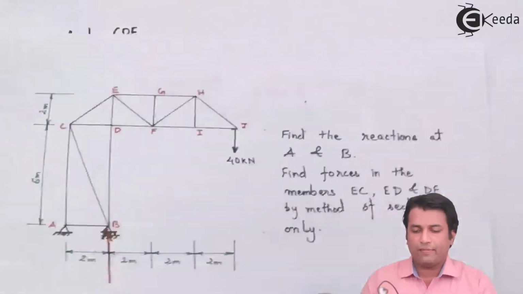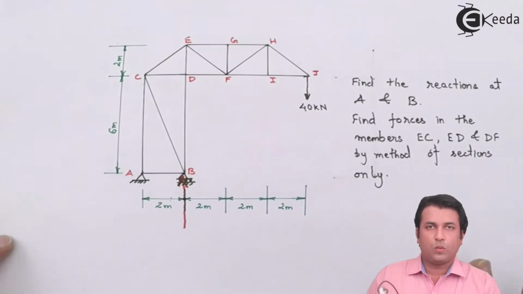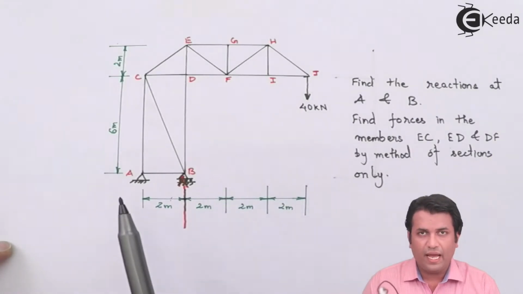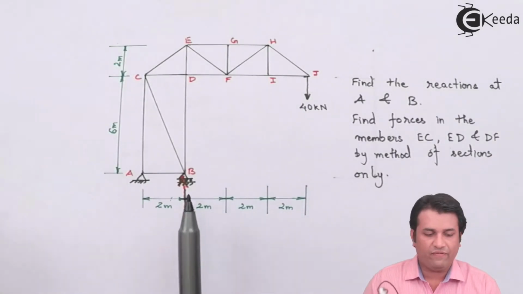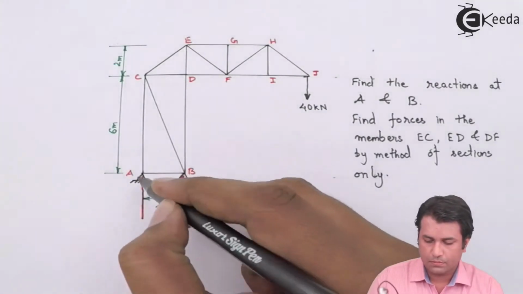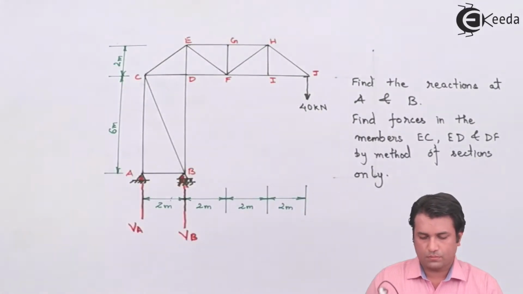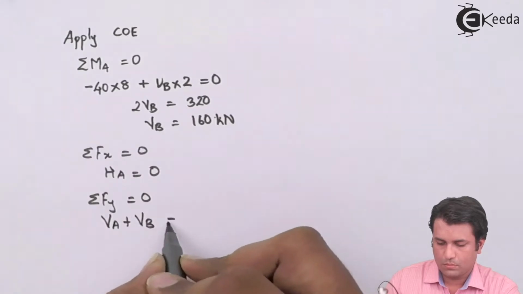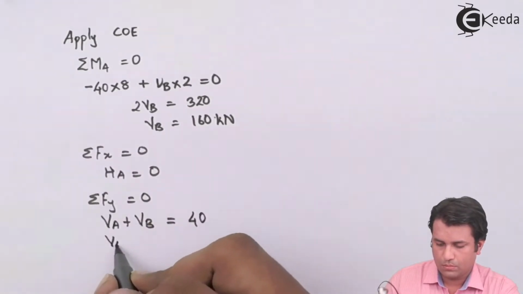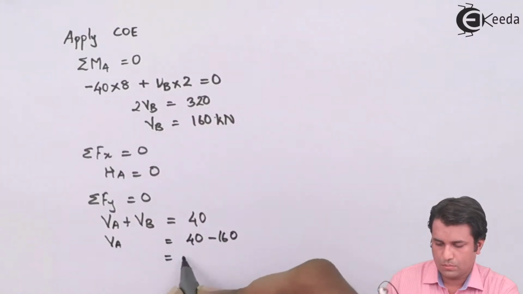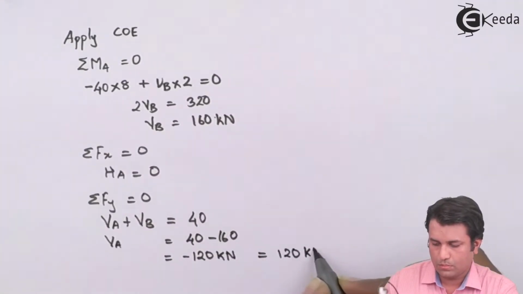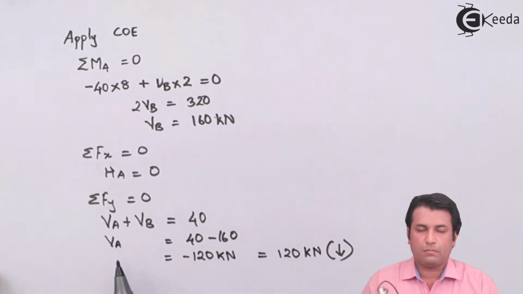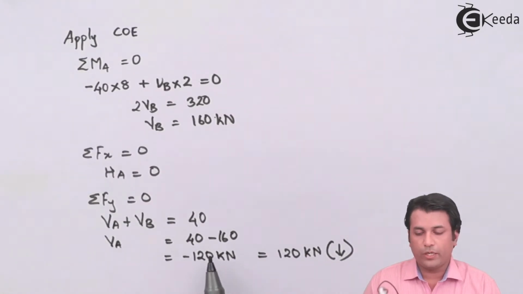Then the next step will be to find out the forces in the vertical direction. The forces in the vertical direction is 40 kilonewton and the reaction forces in the vertical direction will be at VA and VB. Now, once I substitute the value for VB, I'm getting VA reaction as 120 kilonewtons negative.